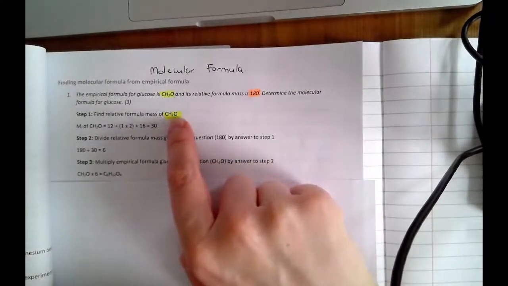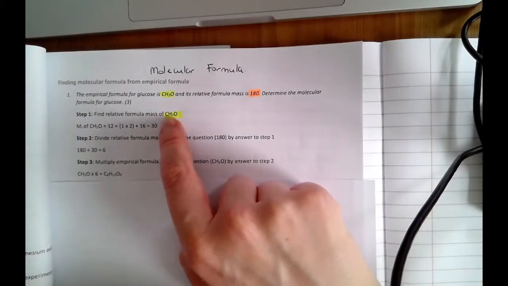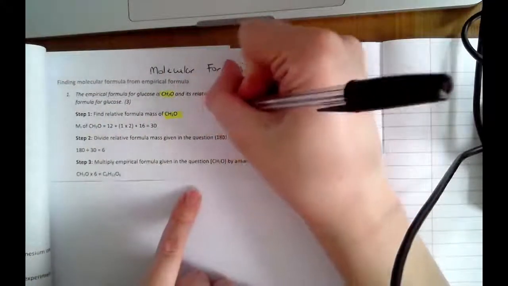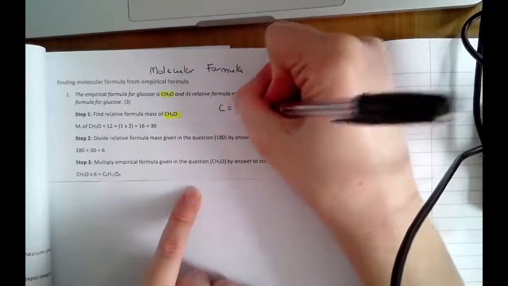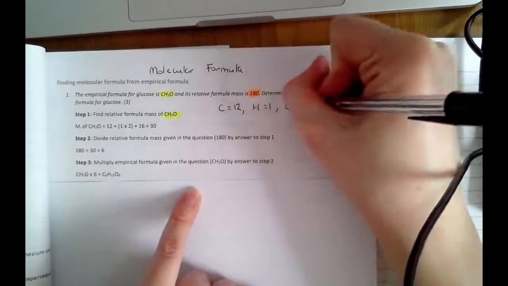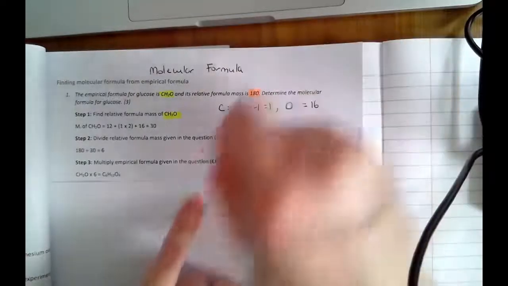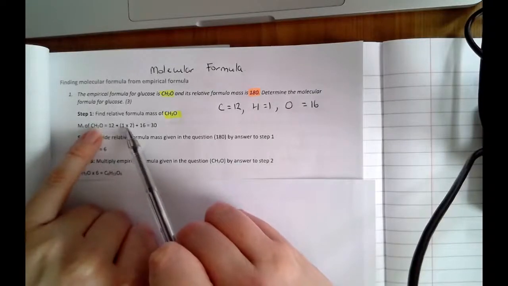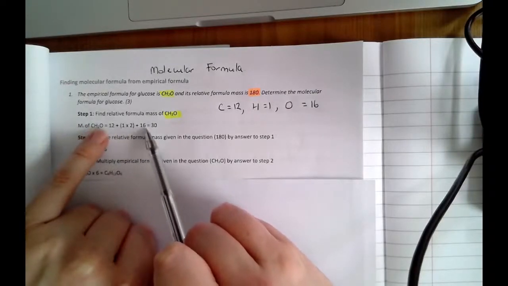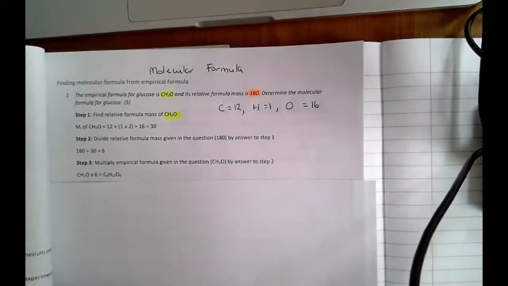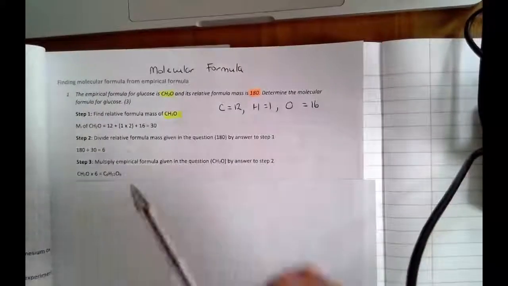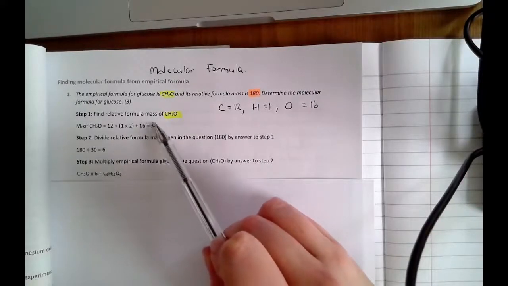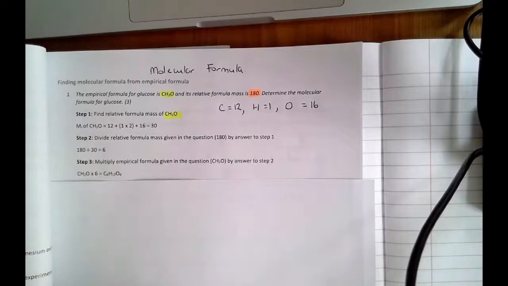Okay, so if I look at my formula, I have got 1 carbon, 2 hydrogens and 1 oxygen. From my periodic table, I would see that carbon has a mass of 12, hydrogen has a mass of 1, and oxygen has a mass of 16. 1 carbon, so I've got 1 times 12, 2 hydrogen, so 1 times 2, and then 1 oxygen is 16. Add all that together and I get 30. So I take my empirical formula and I find the relative formula mass and I end up with 30.